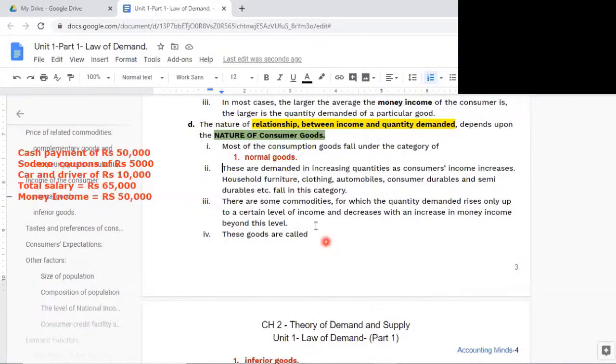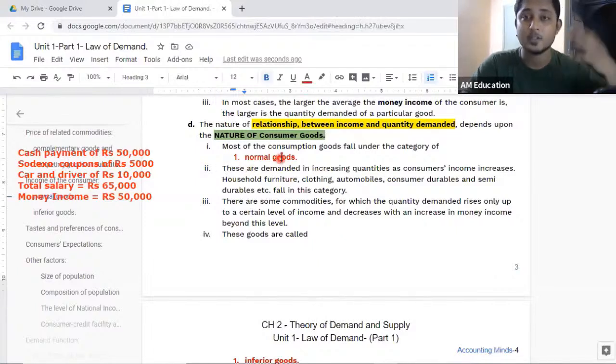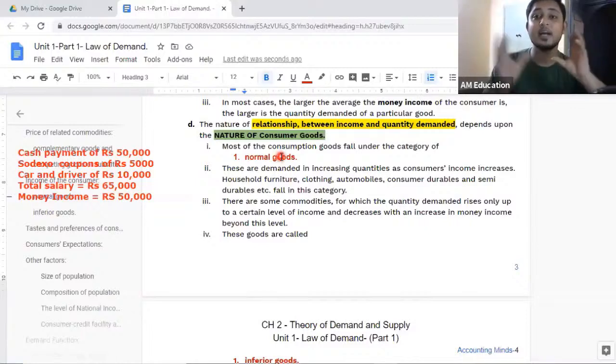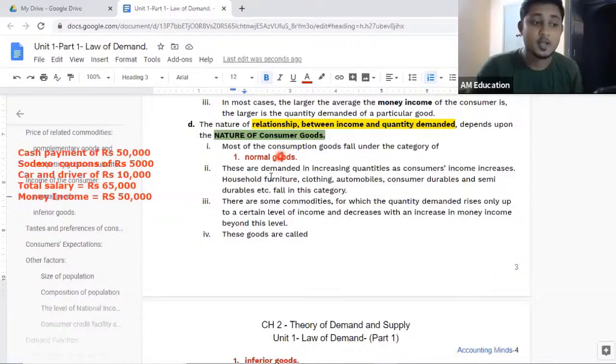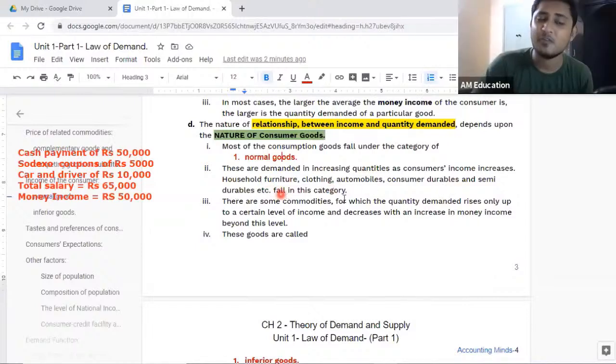Okay, so the relation is something like this. These are the normal goods. In case of normal goods, the relationship between income and the demand for the goods is that they are demanded in increasing quantities as consumers' income increases. Household furniture, clothing, automobiles, consumer durables, semi-durables, etc. fall in this category.